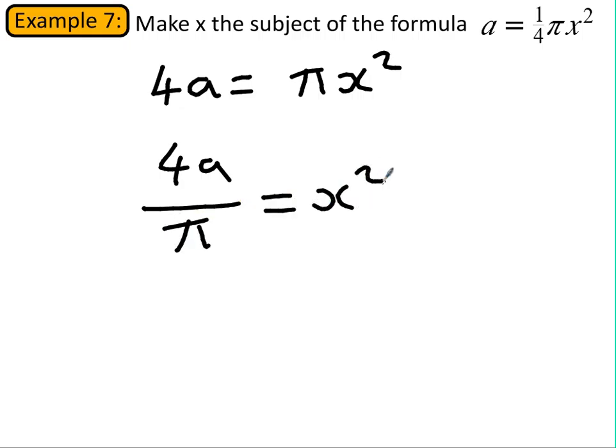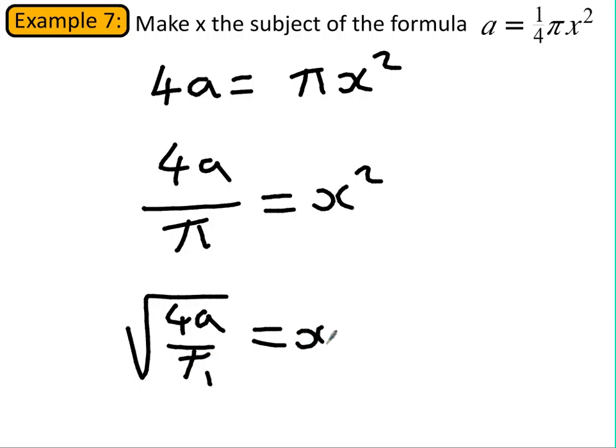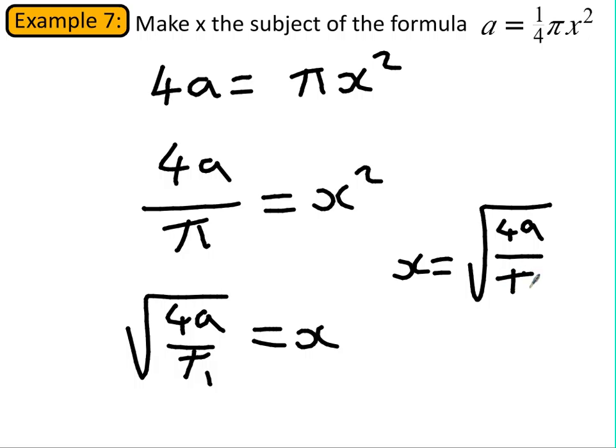And the final thing to do is to square root both sides, which is the square root of 4a over pi is equal to x. Just rearranging, so x is on the left, x equals the square root of 4a over pi. And that's the solution to that question.